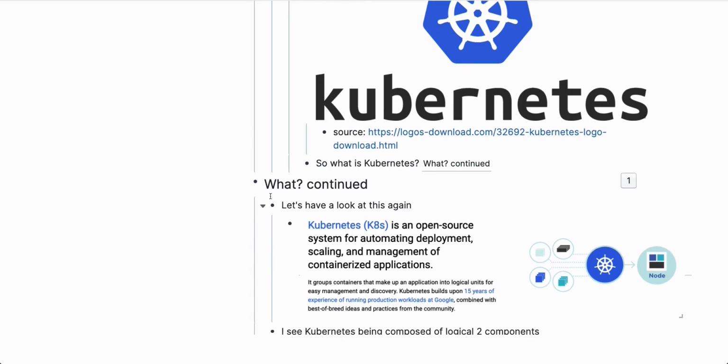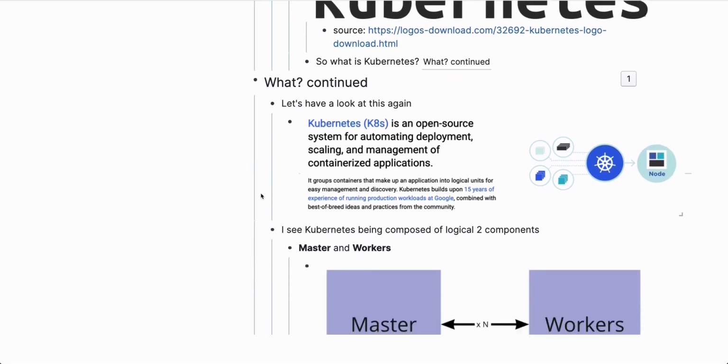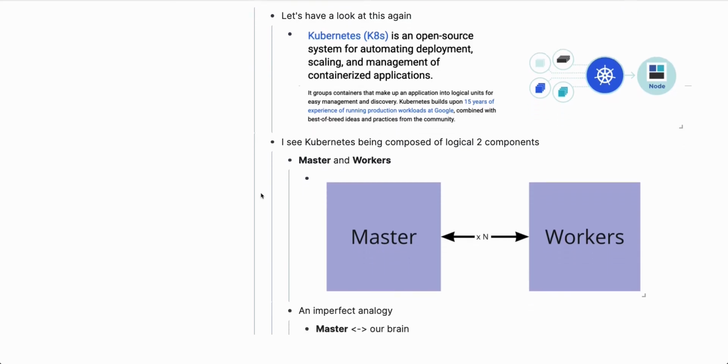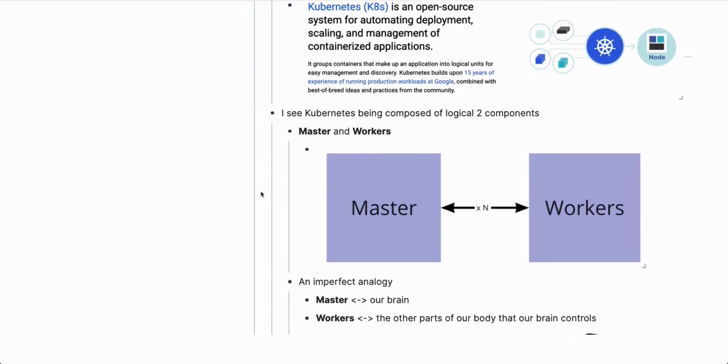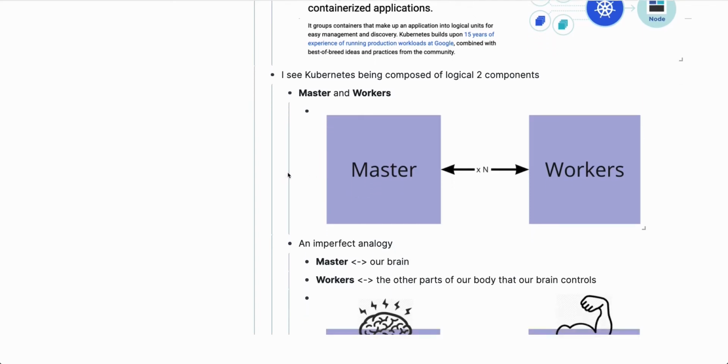And if we look at Kubernetes and what it is, I see it mainly composed of two logical components, the master and the workers. To give you an imperfect analogy, we could see the master as the brain, our brain, and the workers as the other parts of our body that our brain controls. I say that this is an imperfect analogy because the master can have multiple instances, although they behave just as one. And the second point is that the clusters and the workers can continue functioning even if the master is down, which, in real life, doesn't really work.